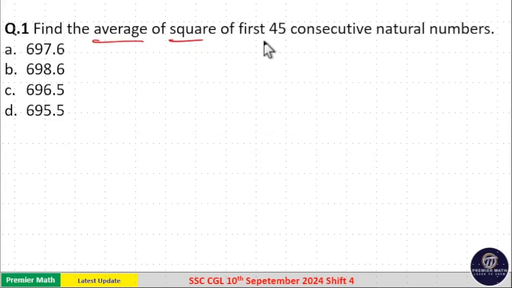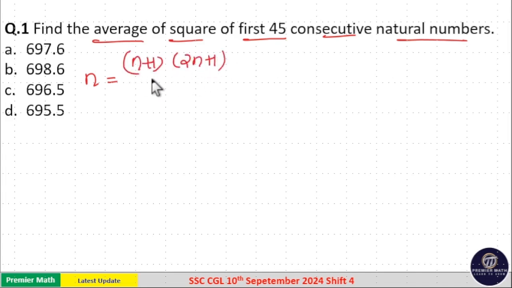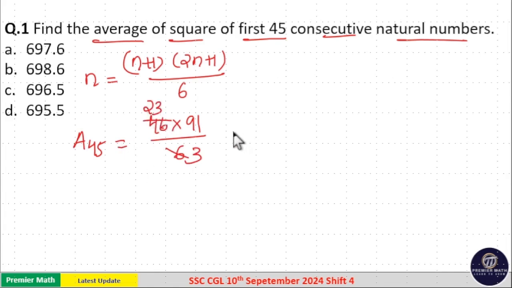Find the average of square of first 45 consecutive natural numbers. Here average of square of n numbers is equal to (n plus 1) into (2n plus 1) divided by 6. Now average of 45 squares is equal to 46 into 45 into 2 is 90. So 91 divided by 6. 2 goes 3 times in 6. 2 goes 23 times in 46.